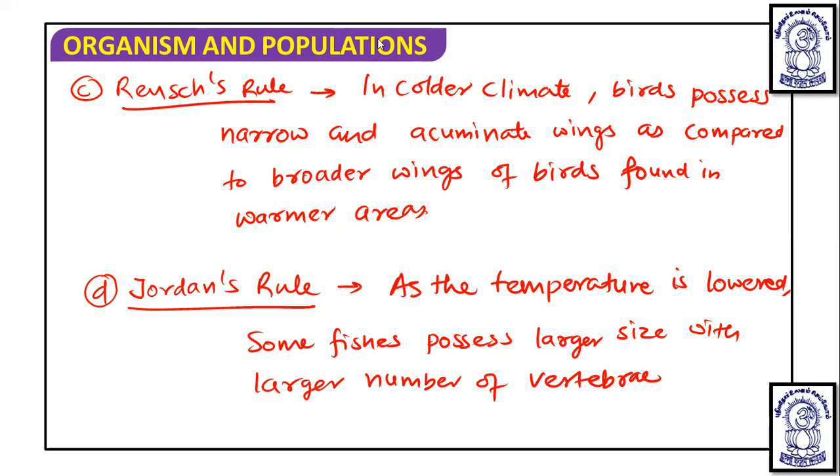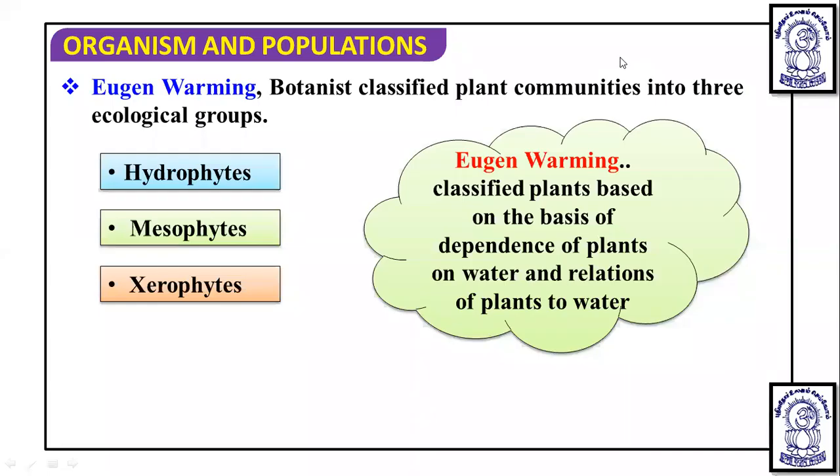Now, Eugen Warming was the botanist who, after studying many of these things, classified plant communities into three ecological groups: hydrophytes, mesophytes, and xerophytes. The basis used during this classification is the dependence of a plant on water, and the relation of plants to water.